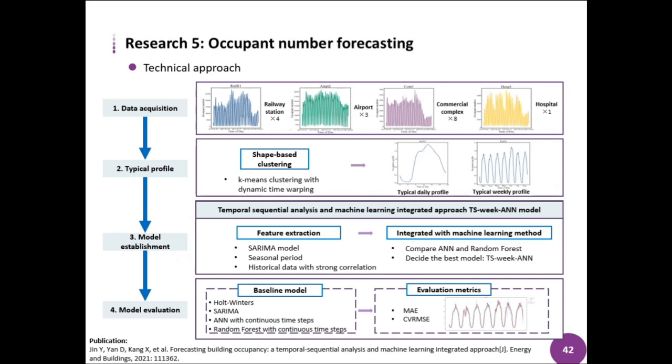We firstly collect the historical people's numbers in the building, and then we can generate some typical profile of people in a day, and also use some machine learning model to estimate the time series of the next 24 hours of people's numbers.